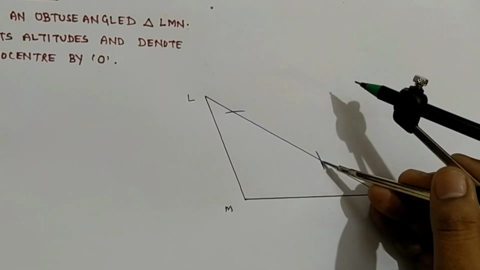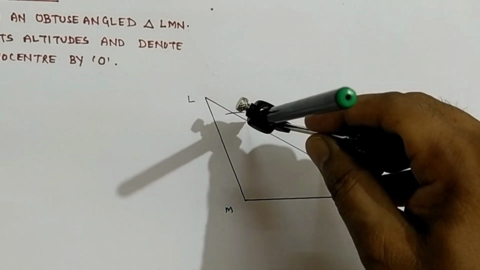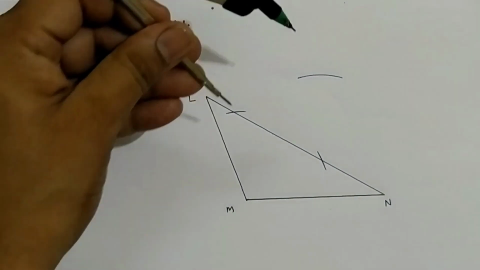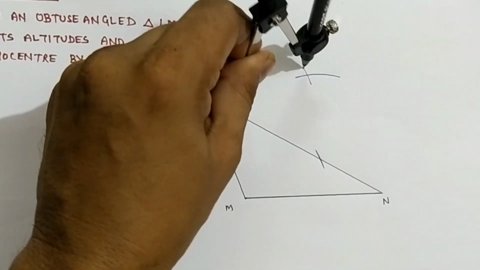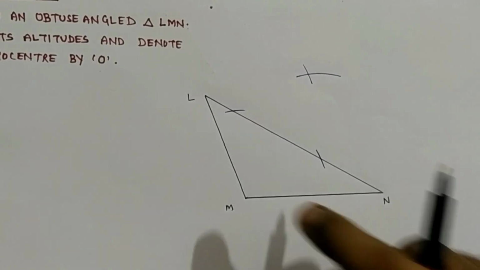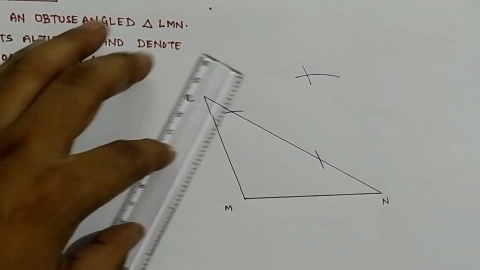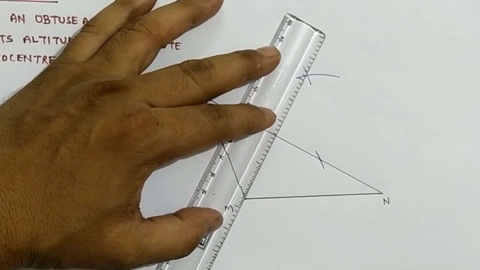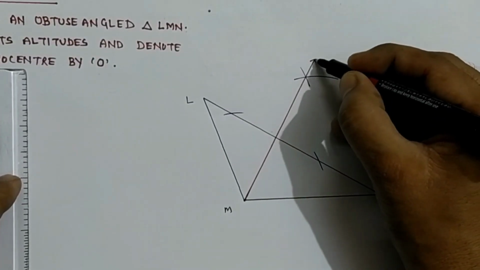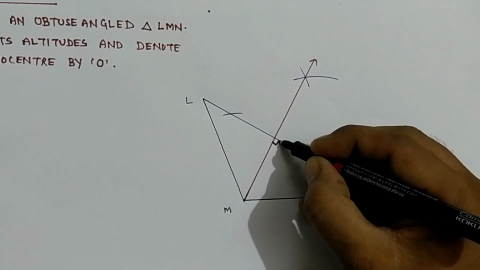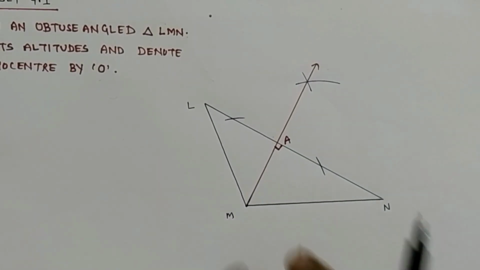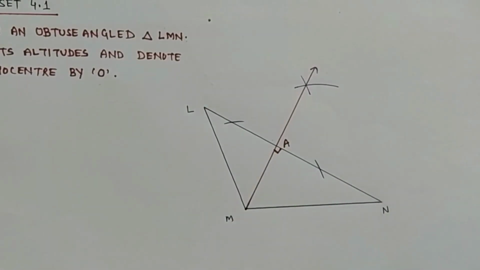Now keep the compass on the first arc we have drawn. More than half distance you can take. Draw the arc, and from the other arc also cut that previous arc. Now from this point M we are going to get one perpendicular. Students, you can see that. This is the perpendicular. Show the perpendicular sign here. Then name this point as A. So this is perpendicular on LN.